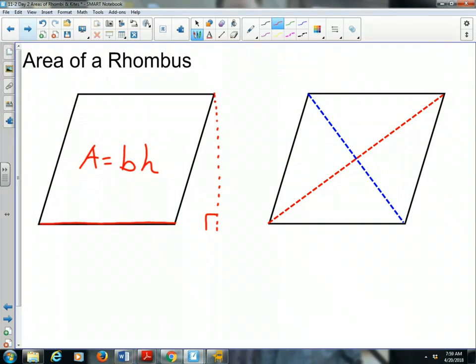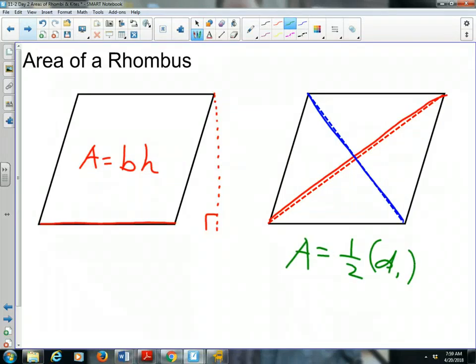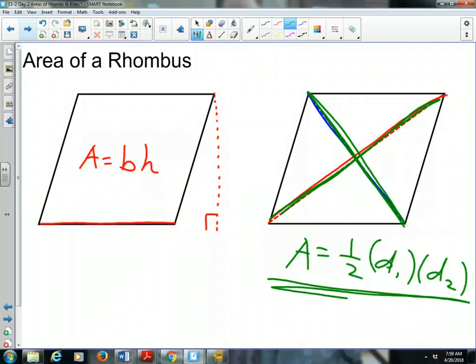But more often, we use a different formula, and it involves the diagonals. So if you know the distance of this red diagonal, and you know the distance of this blue diagonal, another way we could find the area of a rhombus is 1/2 of diagonal 1 multiplied by diagonal 2. So the D1 stands for one diagonal, that distance. And then D2 stands for the length of the other diagonal, that distance. We can multiply those two together and take half of it. So we have these two formulas. To be honest with you, we more oftentimes use this one, okay?